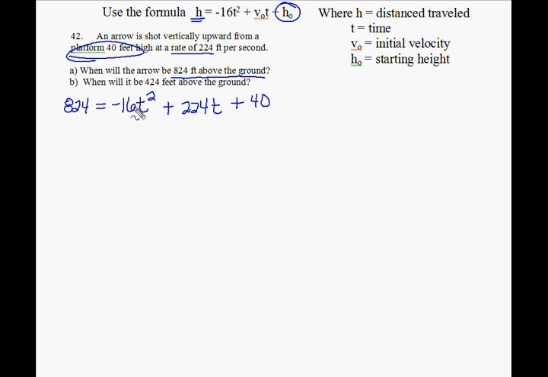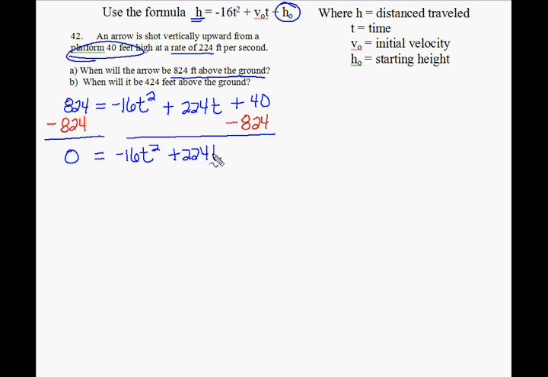Again, I'm going to do that by moving everything. Well, no, I won't. I'll just move this 824 to create a 0, leaving me with a negative 16t squared plus 224t minus 784. If we're going to try and solve this equation, we want to make our life as easy as possible. Let's factor out as much as we can. Let's take out that GCF.